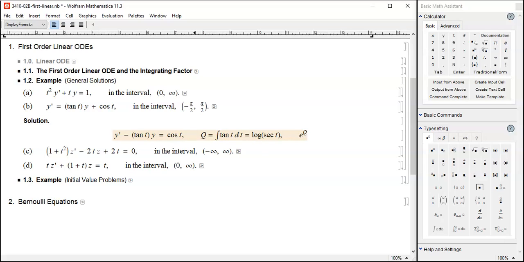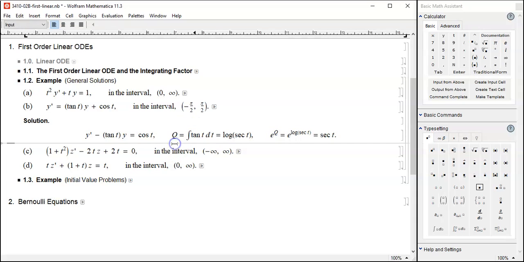So the integrating factor is e to the q power, so it's e to the log of secant. So it's secant of t. Okay, whenever you have a logarithm in this integrating factor computation, I'm happy because that'll kill off this exponential.